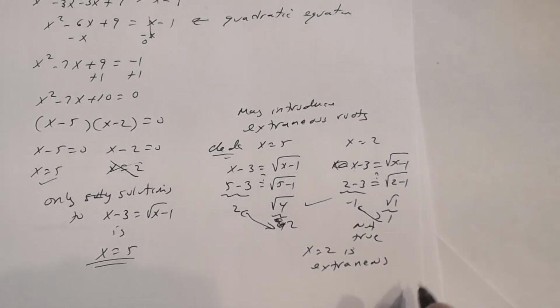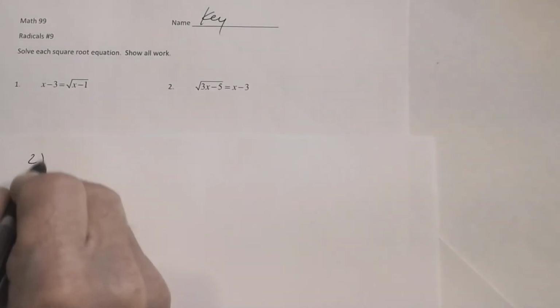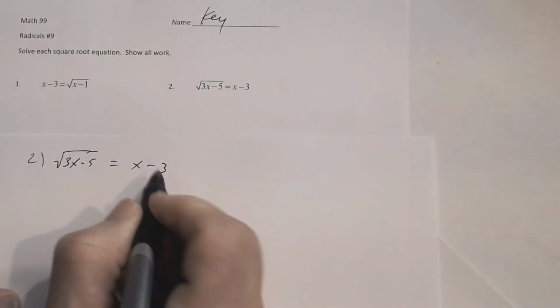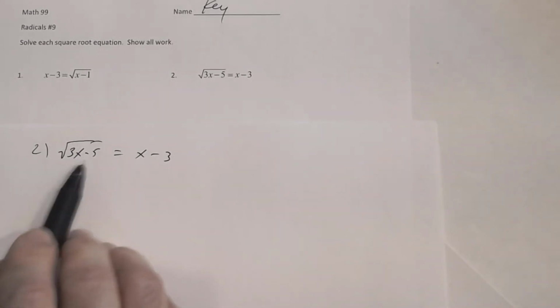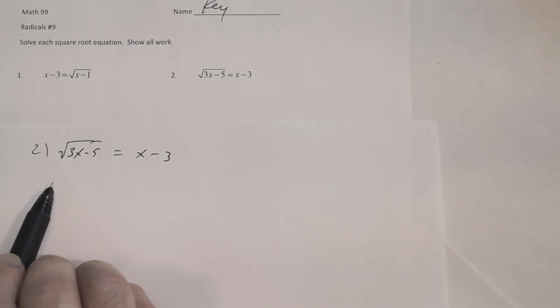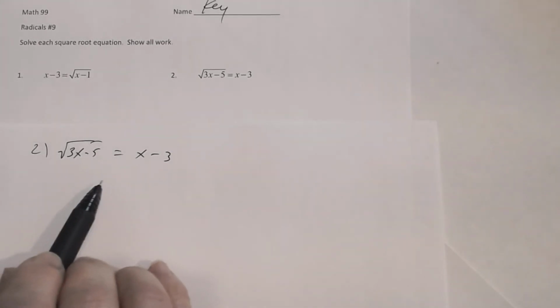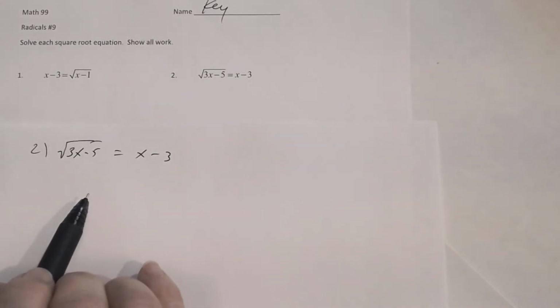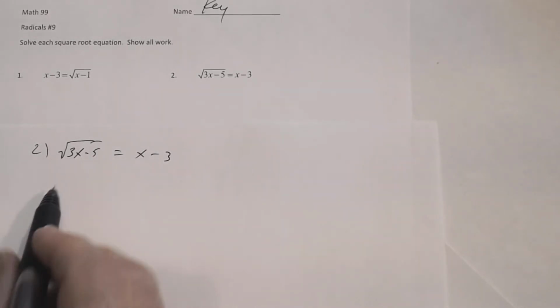So number 2, we have this equation: the square root of 3x minus 5 equals x minus 3. Again, the first thing you have to do is get the radical by itself, and it already is in this case. But notice there are variables on both sides. At some point, I need to check for extraneous roots. You have to check when you have variables on both sides. Now let me go ahead and rewrite this over.